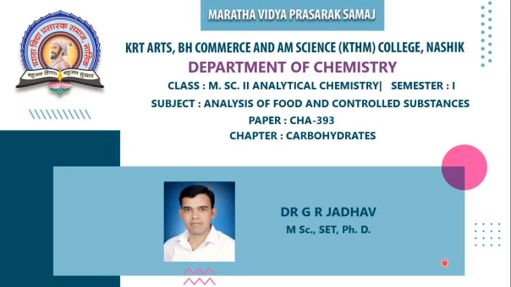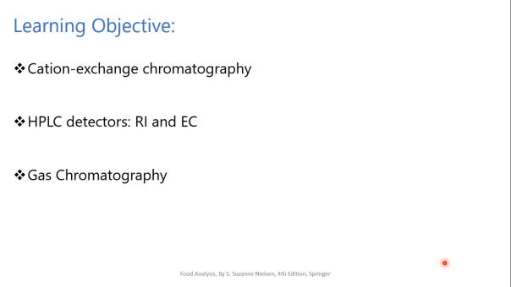Hello students, today we'll see the next topic in the chapter carbohydrate. In the previous lecture, we have seen different kinds of liquid chromatographic techniques, that is reverse phase chromatography, normal phase chromatography, then anion exchange chromatography. So today we'll see the next topic, that is cation exchange chromatography, and various kinds of detectors used in the HPLC, such as a refractive index detector and the electrochemical detector.